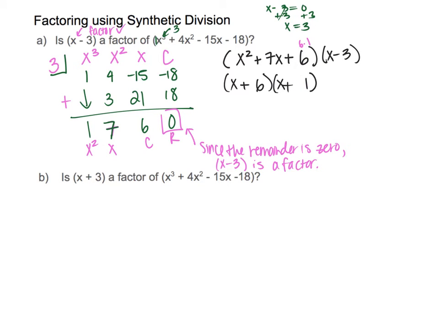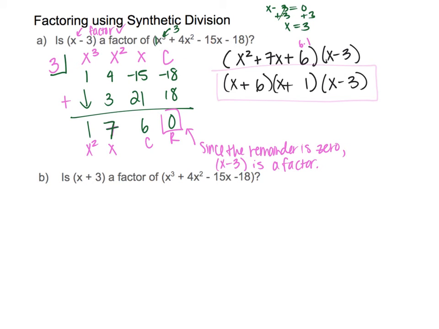So in this case, I have x plus 6, x plus 1, and x minus 3 as my factors. And since this is x to the third power, I should have 3 factors, and I do. And so here they are, my 3 factors. So basically what we did here is we tested out, well, we wanted to factor this here.